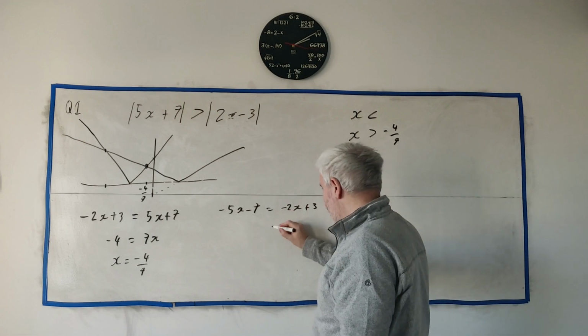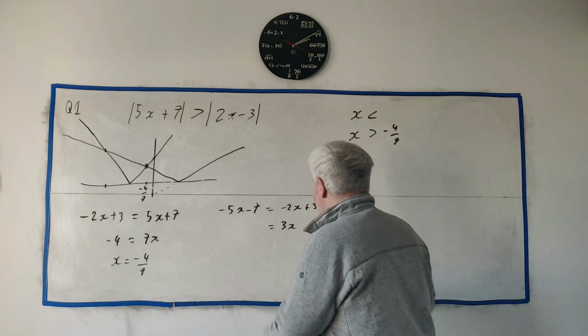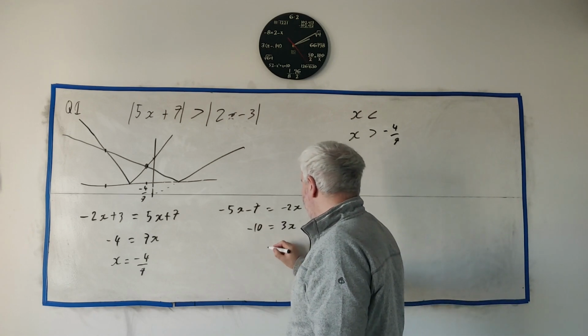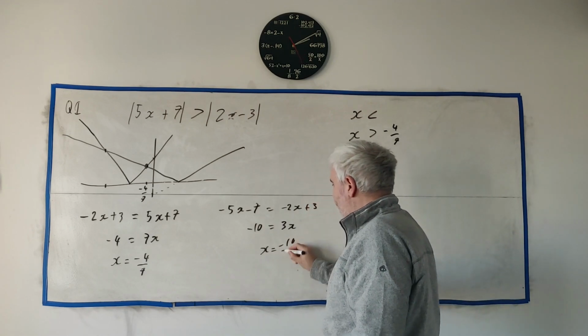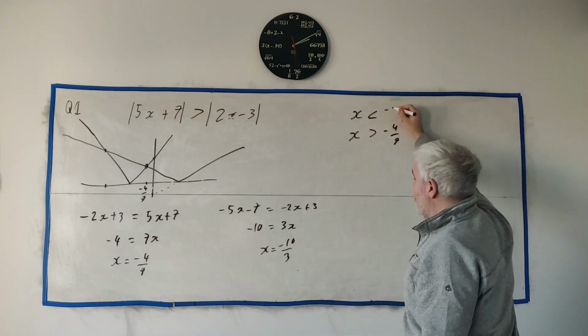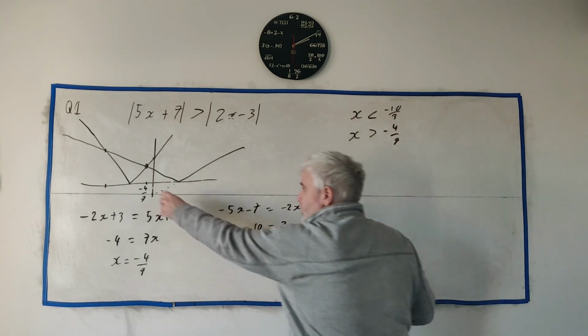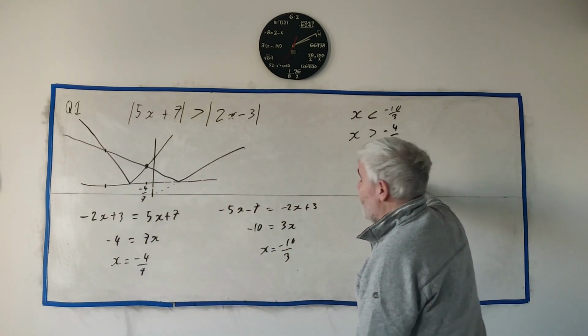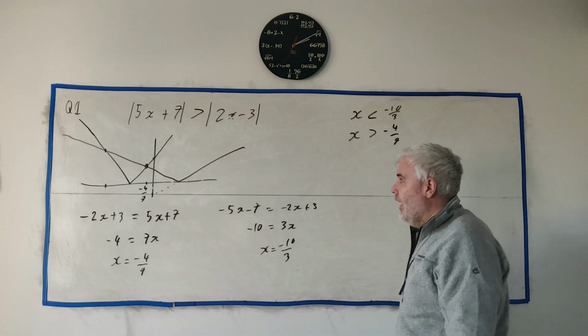It will be 3x on this side. Everyone over the left, minus 10. We will get x is equal to minus 10 over 3. That's minus 10 over 3 here, because I know it's less than there just from looking at the image. And that's the full answer to the question.